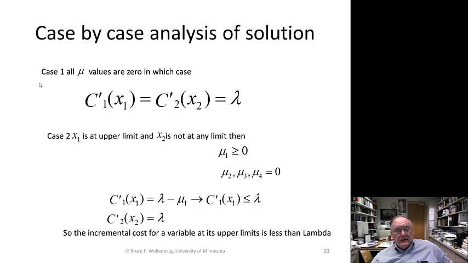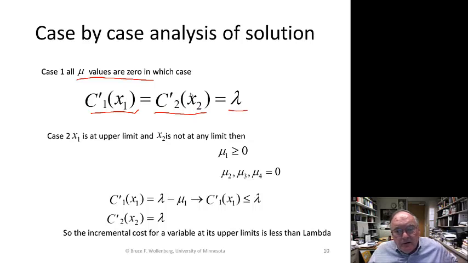Now, if all the mu values are 0, well then the derivative with respect to x1 of the power plant 1 cost function, and the derivative of cost 2 with respect to x2, is equal to lambda, or these two are equal to each other. It says that if there's no generator at min or max, then they're all at the same lambda, the same marginal cost.